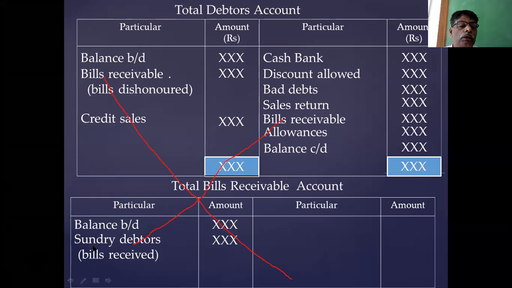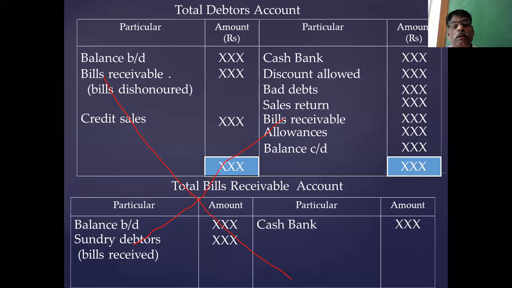On the debit side, to balance brought down. Second point, to debtors account. To debtors means bills receivable received. You remember this. Bills receivable received. You take from the debtors account or directly take. And last, on the credit side, you take by bank or cash. Cash means cash received on bills receivable on maturity. And bank means cheque received on maturity of bills.